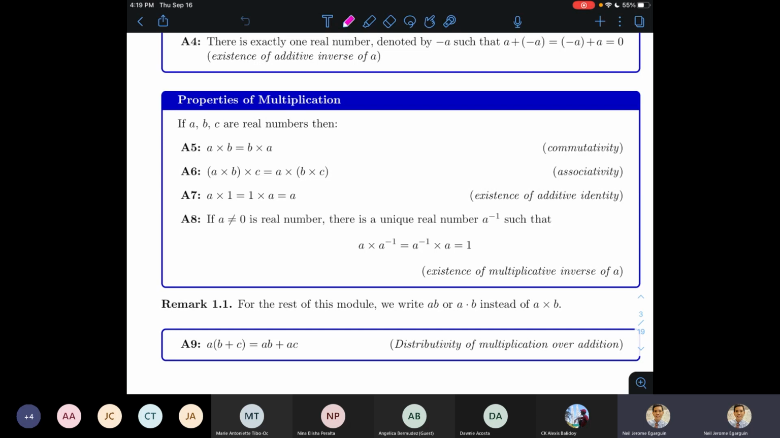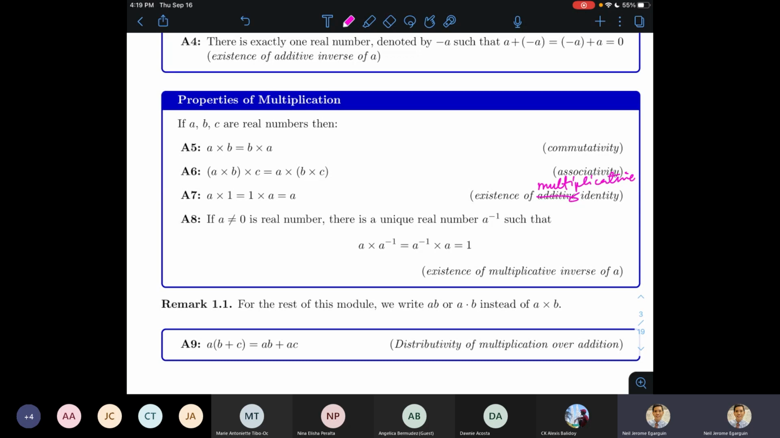So first typo for the day. So this should be a multiplicative identity. Nakaligtas siya nung pinu-proofread ko, so sorry about that. So kindly correct also your notes. So yeah, A7 is the existence of a multiplicative identity for multiplication.